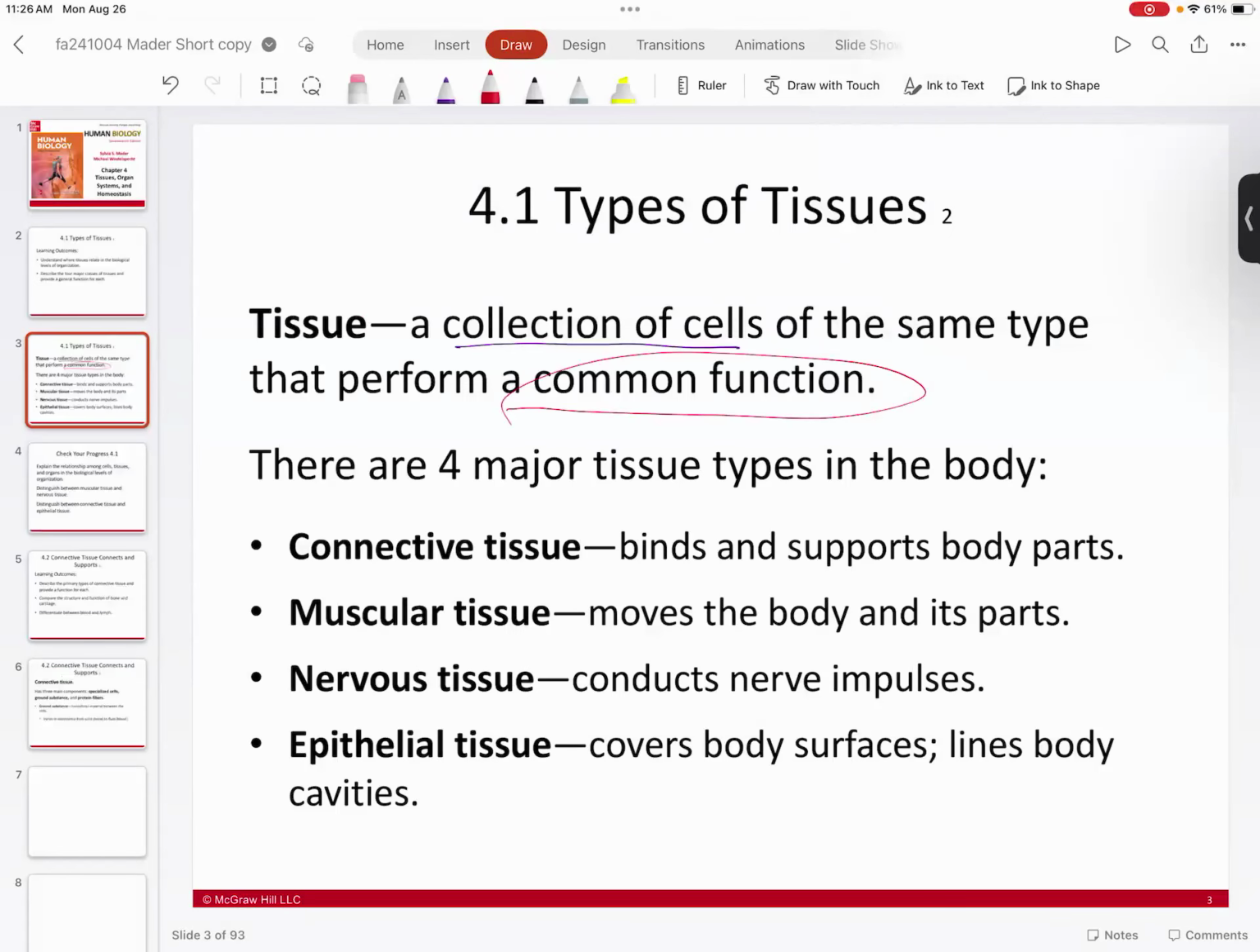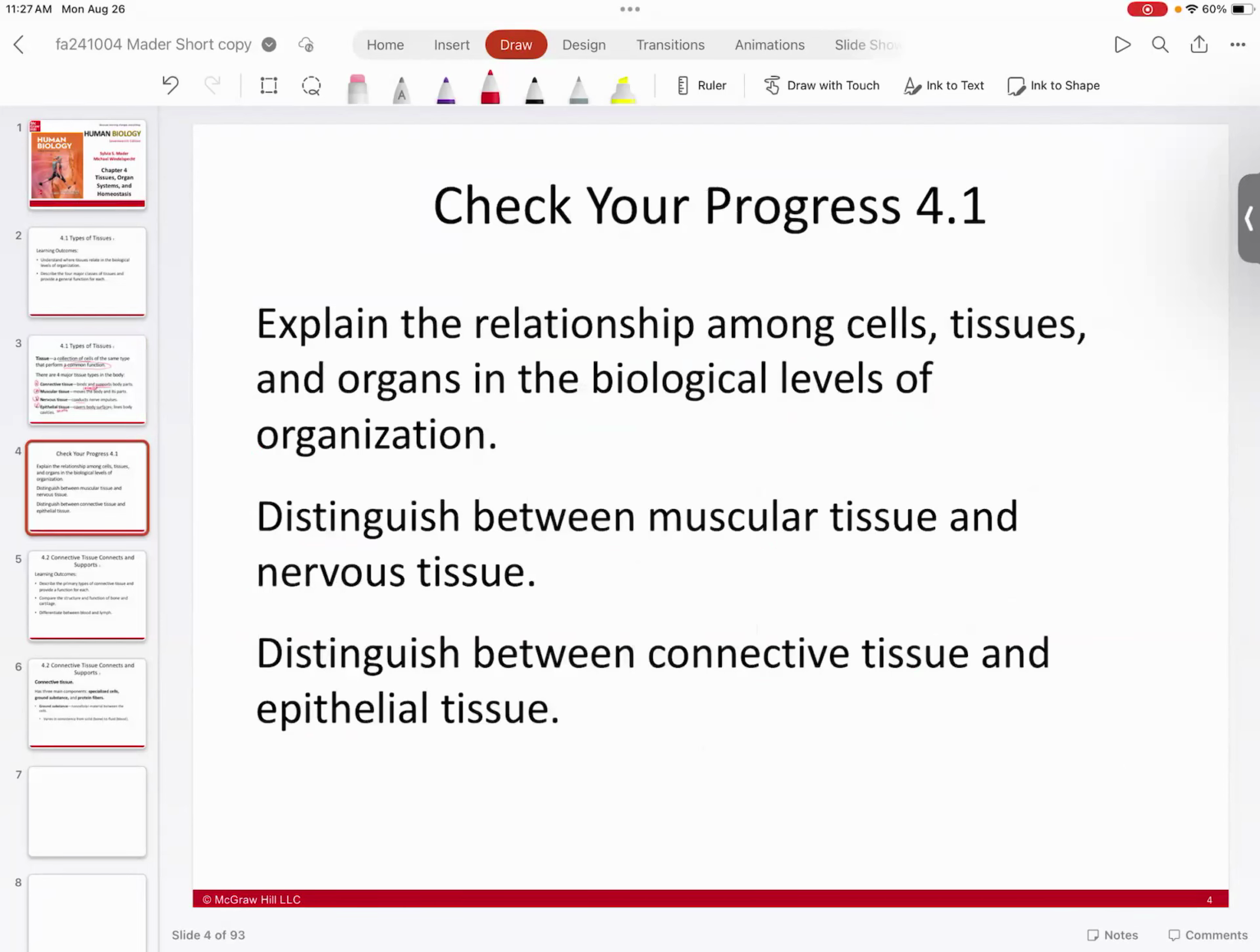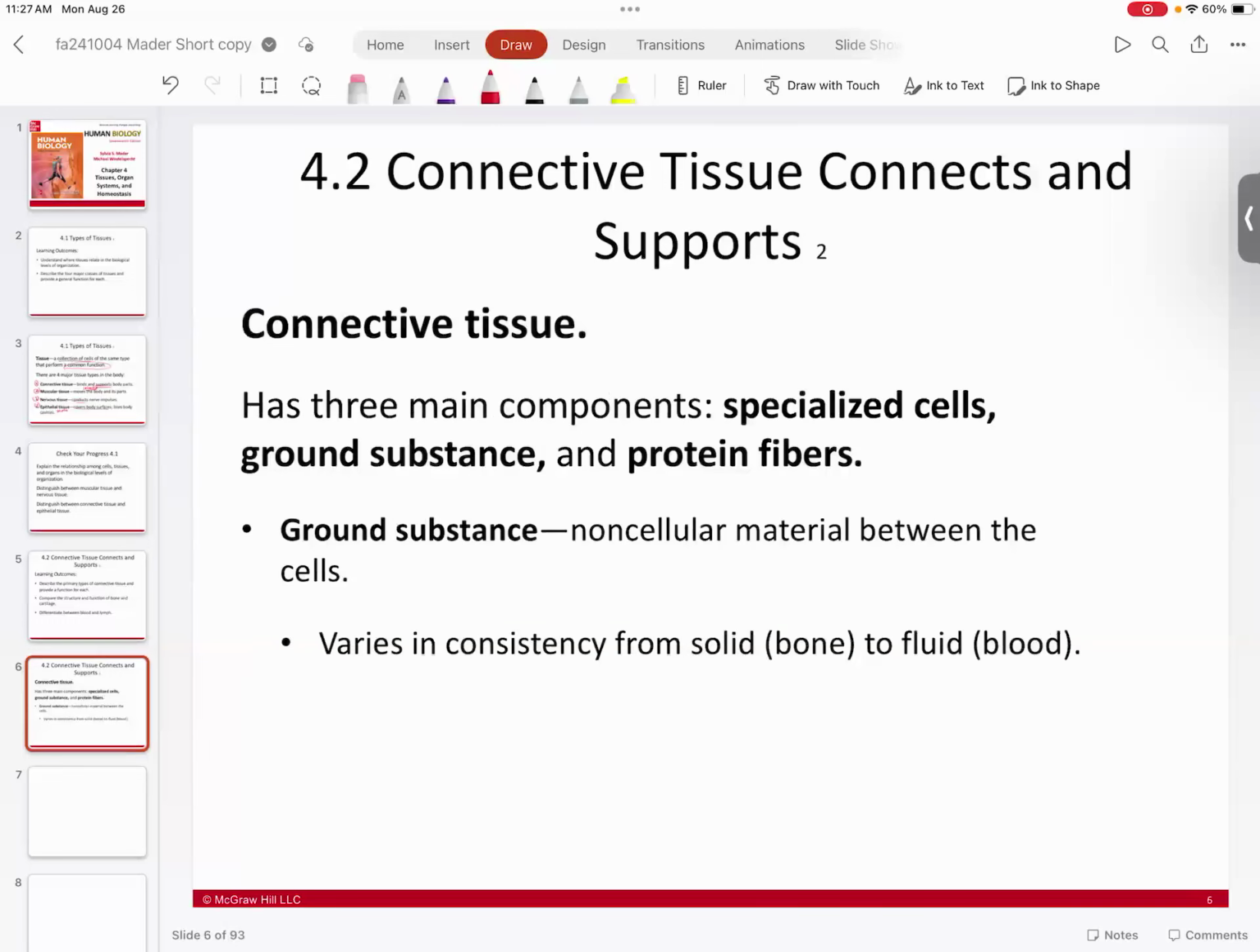There are 4 major types of tissues in the body. We'll take a look at each one of them. So we have connective tissues, which are basically a supportive type of tissue for different types of body parts. Muscular tissue, which is your contractile tissue. Nervous tissue, which is the conductive tissue. And epithelial tissue, which is both a covering of the cavities and also for secretion. For instance, glands are considered a type of epithelial tissue. So let's go ahead and take a look at each one in turn.